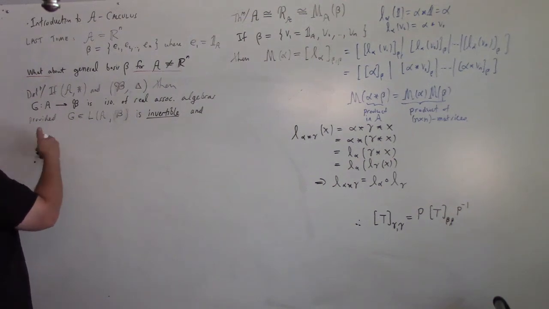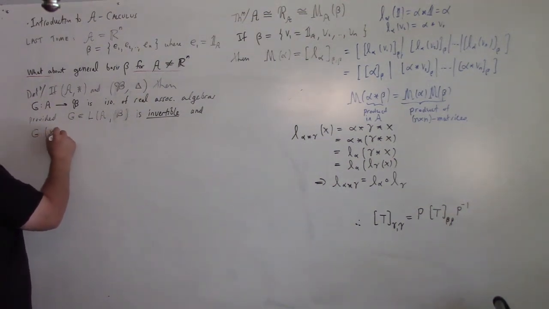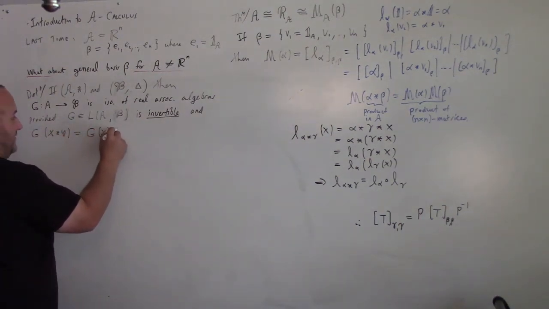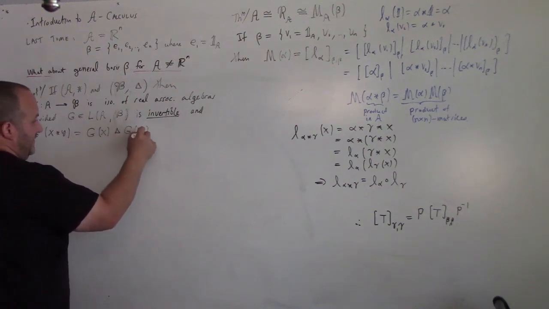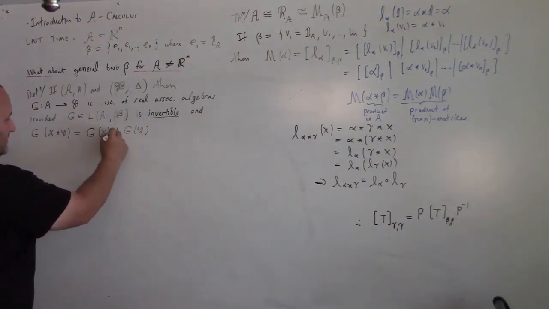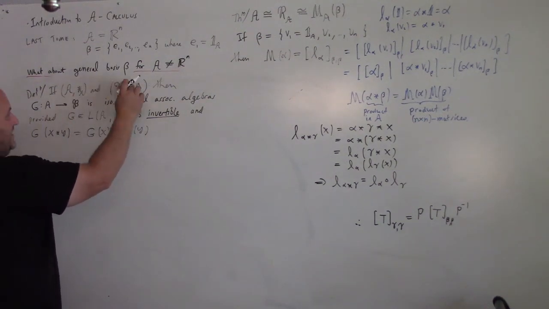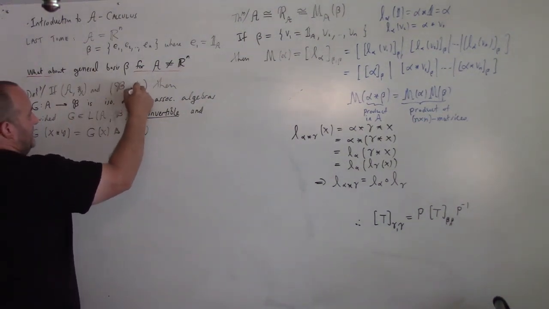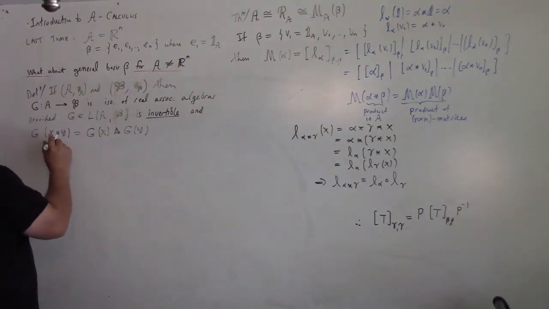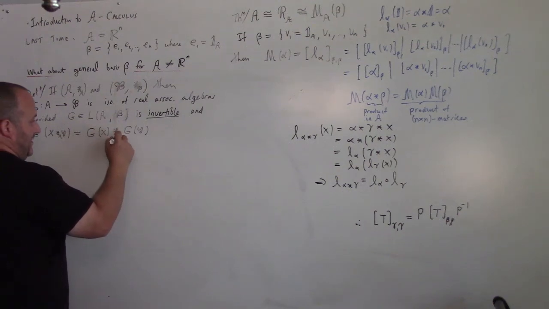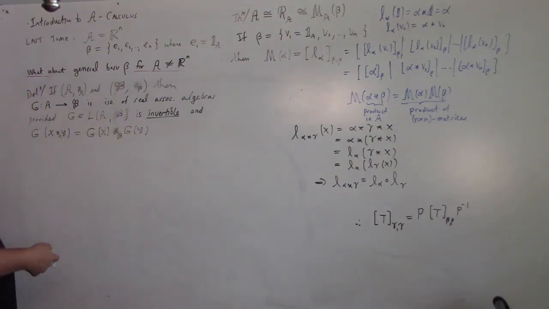But what makes this more than that is that g of x times y is equal to g of x triangle g of y. Let me be more obnoxious. This is multiplication in A. Here, this is the multiplication in B. So multiplication in A gets converted to multiplication in B. This is an isomorphism. It preserves the product in the natural sense.